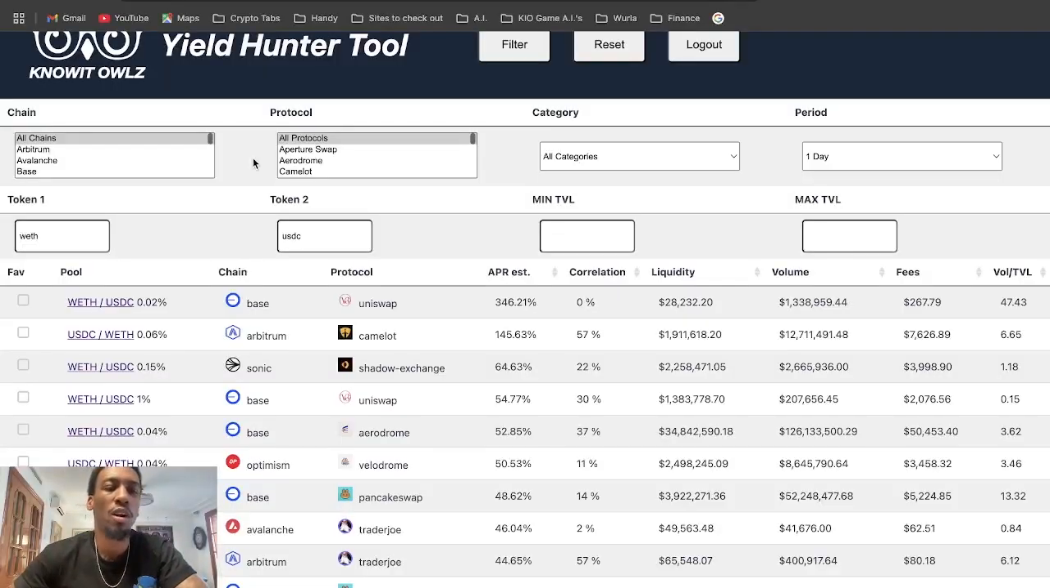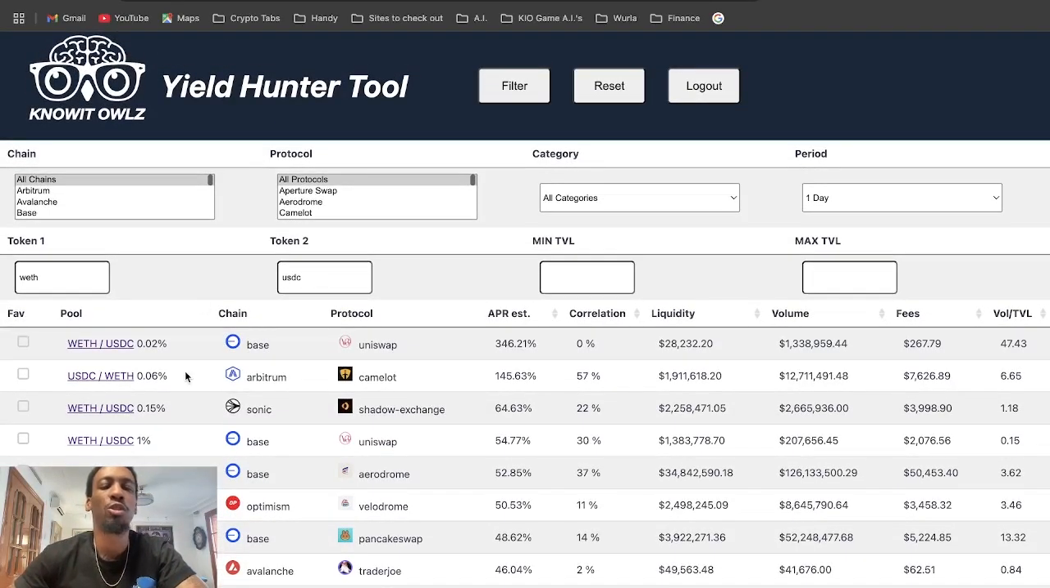Well, I'm going to come over to our Yield Hunter tool, and this shows you all the top liquidity pools in all of DeFi in close to real time. You can search by both tokens, by one token, or by minimum and maximum TVL, and it gives you all this data: the APR, the correlation score, the liquidity, the volume, the fees, the volume to TVL ratio. You can also search by protocol and chain.